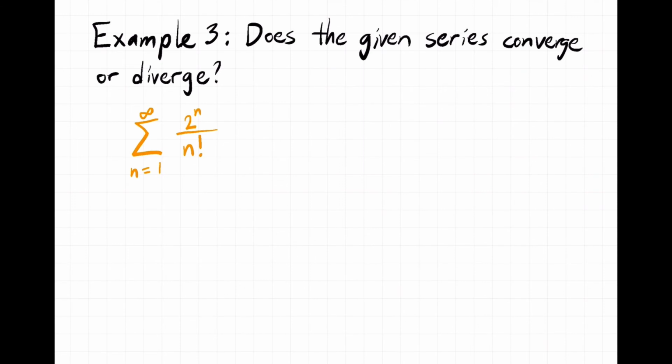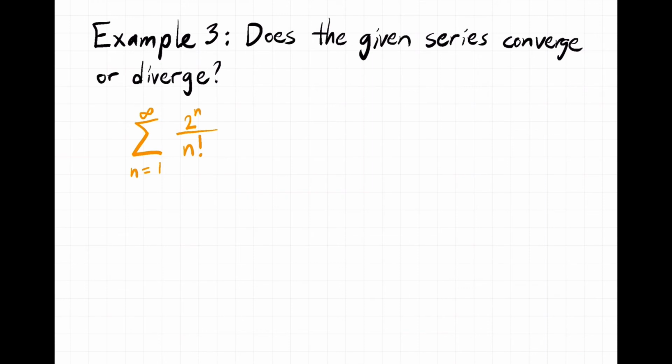Another example, let's look at the series: the sum as n goes from 1 to infinity of 2 to the n over n factorial. And remember, n factorial is the product of all the numbers from 1 up to n. So 3 factorial will be 1 times 2 times 3, etc. And of course, don't forget that 0 factorial is actually 1 and not 0.